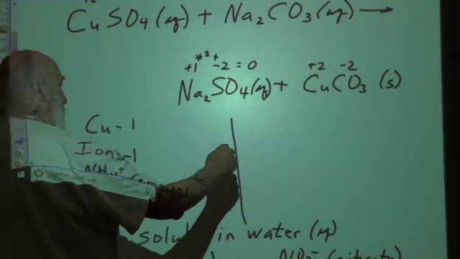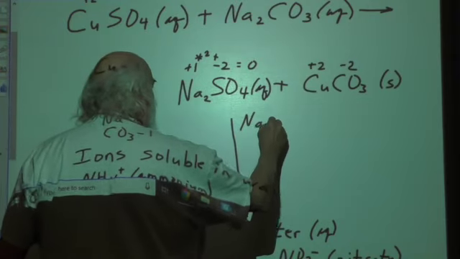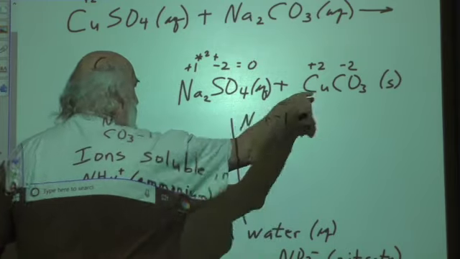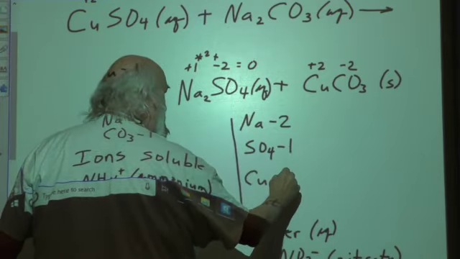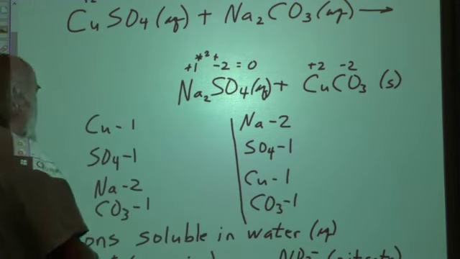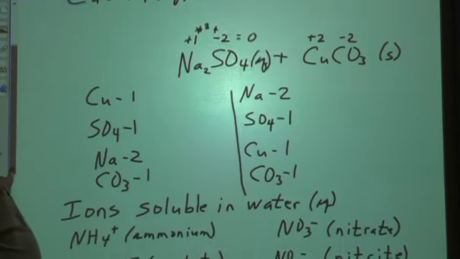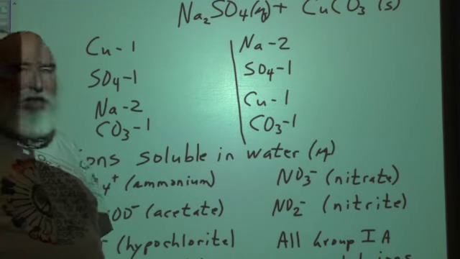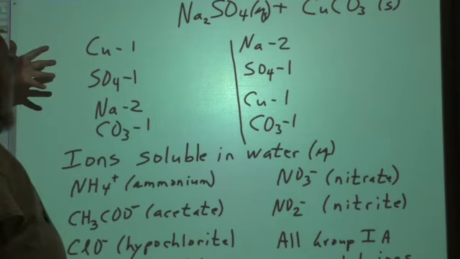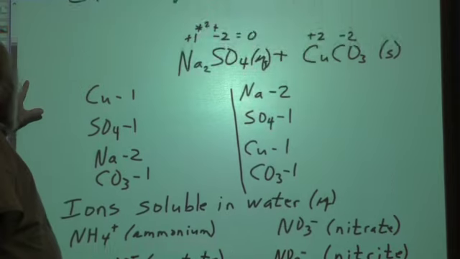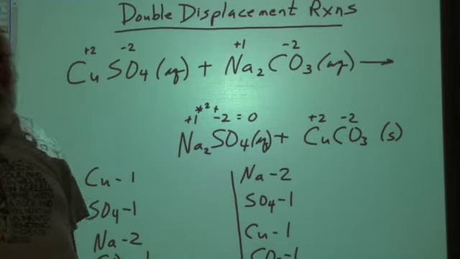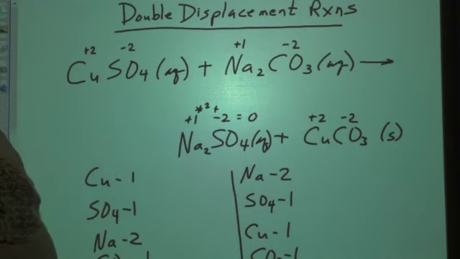So we come over here. Na, we have 2. SO4, we have 1. Copper, we have 1. And CO3, we have 1. And if you look, the same ions have the same numbers. This is already balanced, so we don't have to do anything special to that. That is the end of our process, and this is our answer right here, without the charges on there.